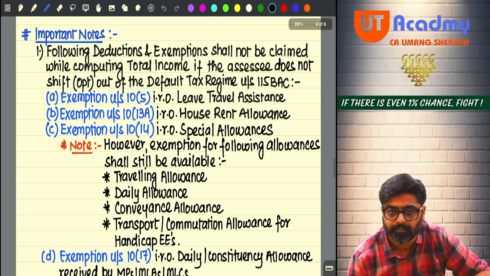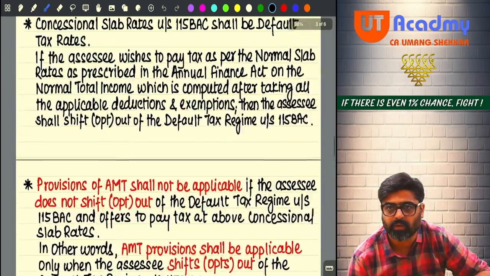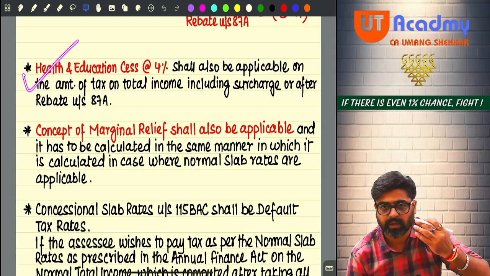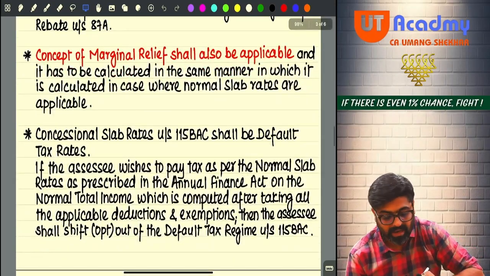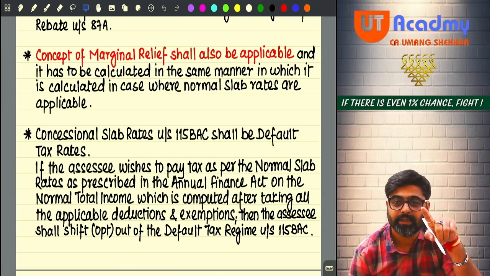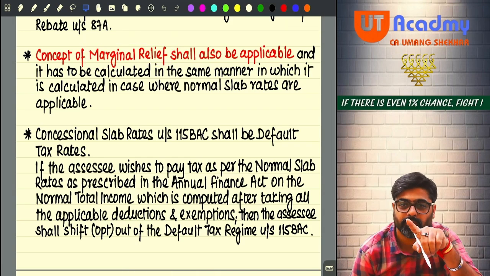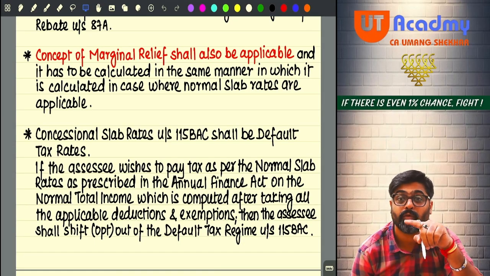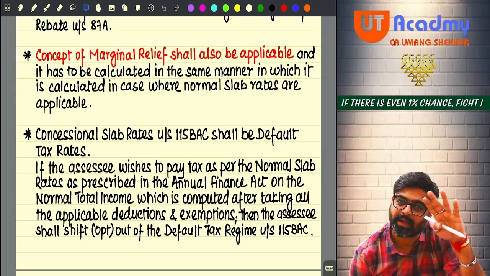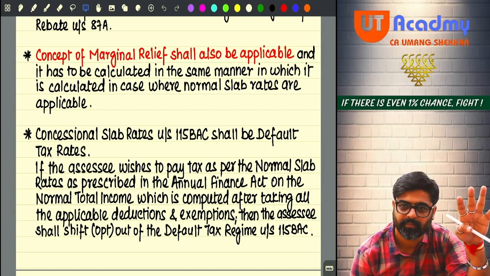But wait, before that, I would like to tell you this. This health and education cess, I have told. Next, the marginal relief concept we did. Do you remember? Yesterday, in one question also we did marginal relief. There, 115BAC tax rates were applicable. So the marginal relief concept remains the same.